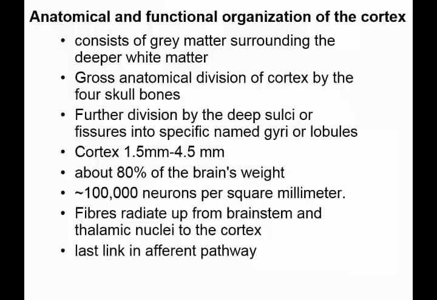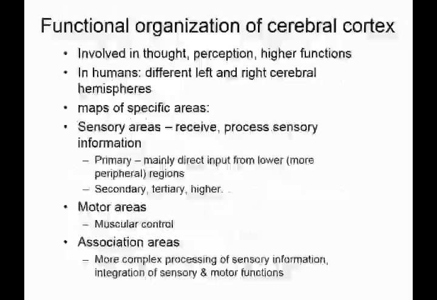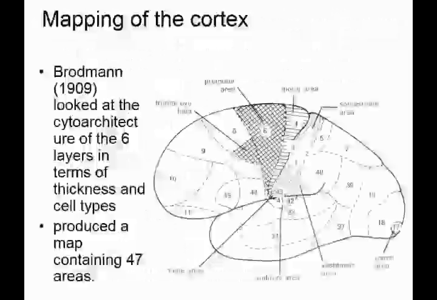right. The further divisions are the deep sulci, and if the sulci are not so deep, they're called fissures. The gyri are the bulges, and if they're not so big, they're called lobules. Cortex covers the whole area, 1.5 to 4.5 millimeters thick, so on average about 2 millimeters. It makes up about 80% of the brain's weight. So this is where all the energy goes, into the cortex, not so much the brain stem that we were talking about so far. We have about 100,000 neurons per square millimeter. And that's basically what I want to tell you, because we've seen all of that.